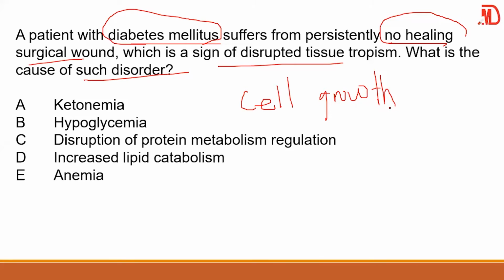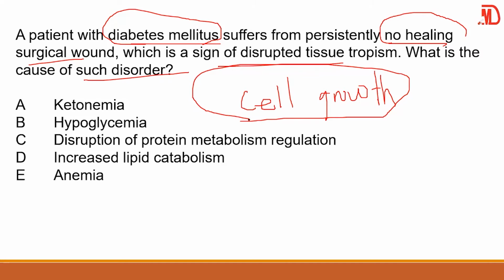Now, people with DM, they have a problem with regulation of protein metabolism. And we know that protein is involved in the cell growth, because if you have a wound, what actually prevents the wound from lasting is what? Cell growth, that new tissues will replace the damaged area.